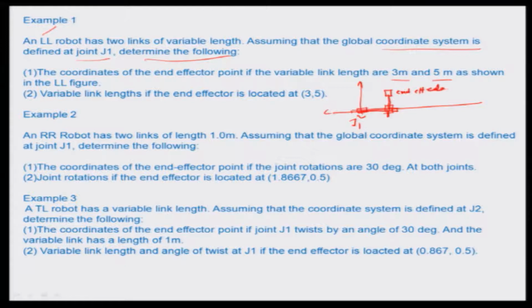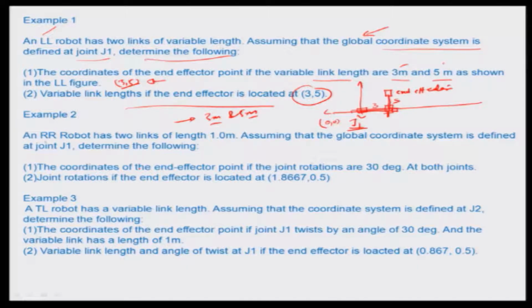Okay. So, when we are talking about 0 0 as the global coordinates for the joint J1, the coordinate of the end effector point, if the variable link lengths are 3 meters and 5 meters, meaning thereby that you have 3 meters and 5 meters as the lengths L1 and L2, the coordinates of the end effector should be 3 5. And the variable link lengths, if the end effector is located at 3 5, also should be 3 meters and 5 meters. So, very simple forward and backward transformation. This is the forward transformation, this is the backward transformation, based on the logic that has been given earlier.